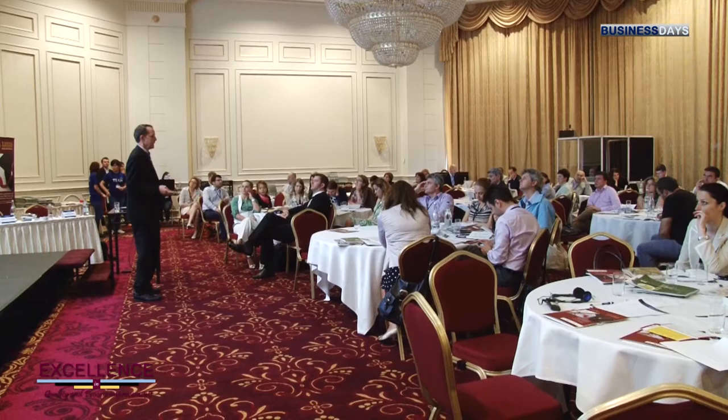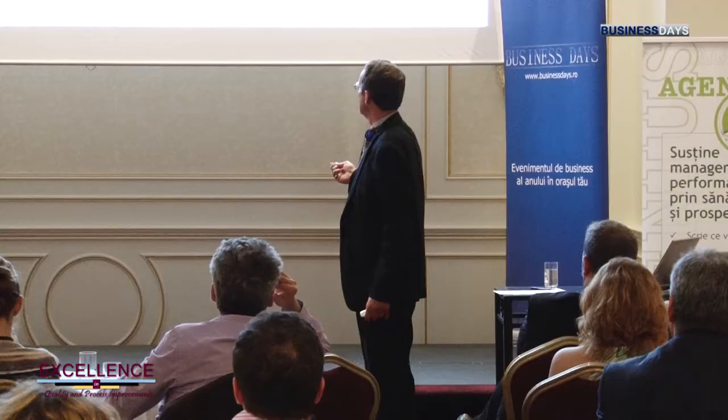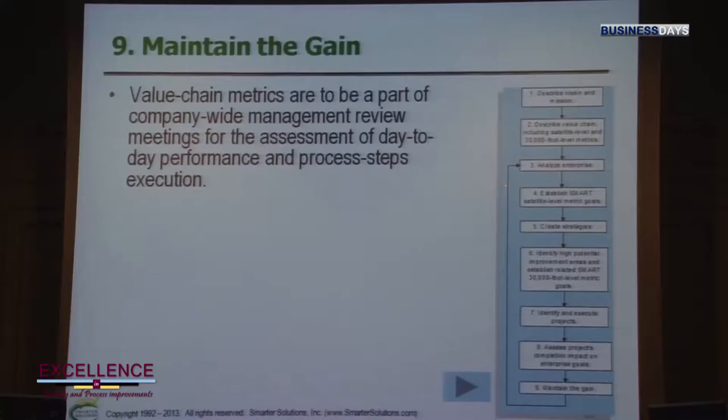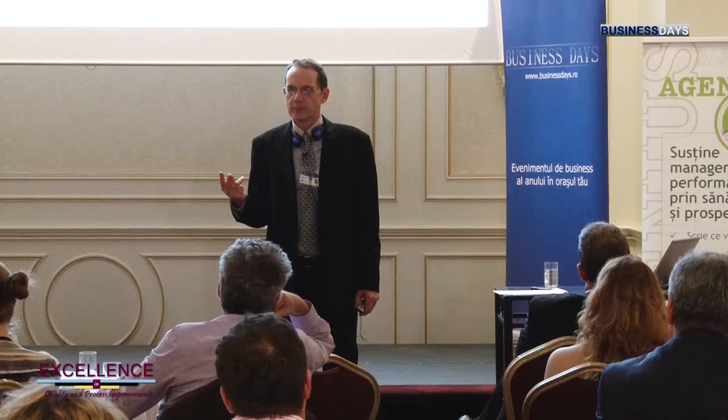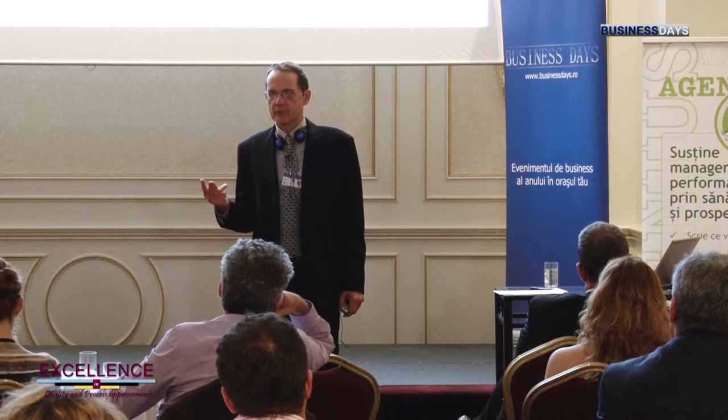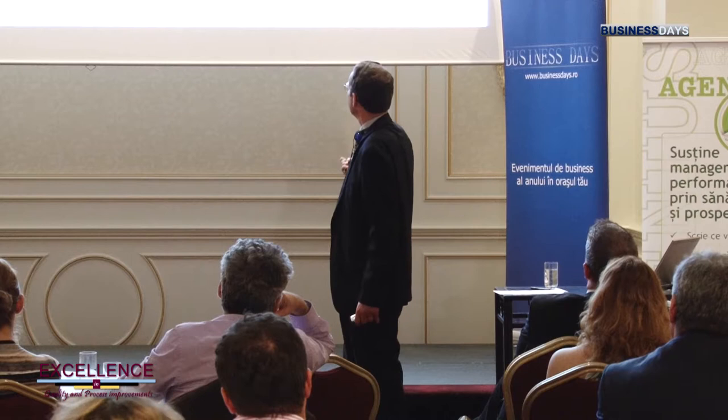Okay. Now if we did a good job with improving our process, what we did was we actually changed the procedures within our value chain, which impact the 30,000 foot level metrics, which impact the satellite level metrics. So that's the proof of the pudding that we really made a big difference or not. See how there's a line. But then when we loop back here, this is basically a Deming plan, do, check, act for the enterprise as a whole.